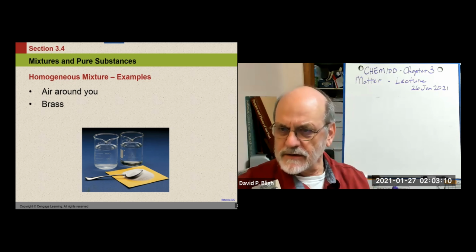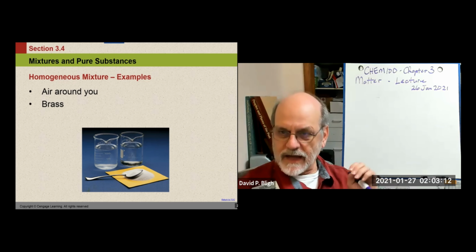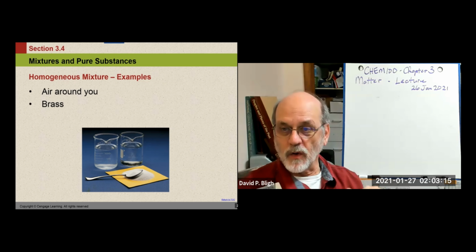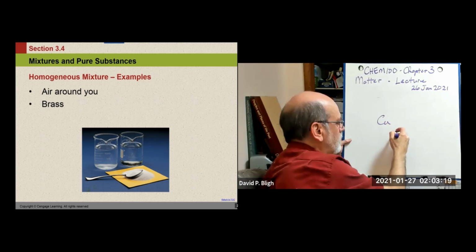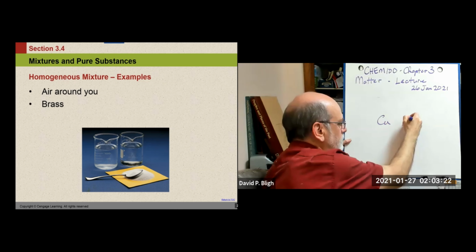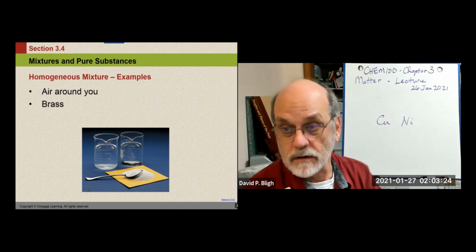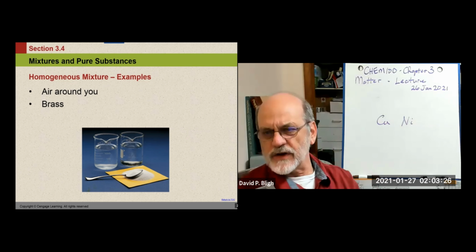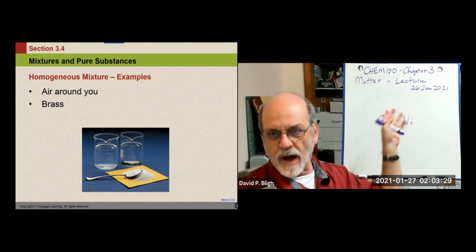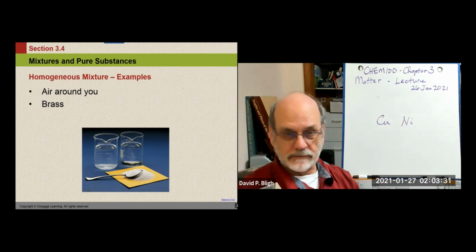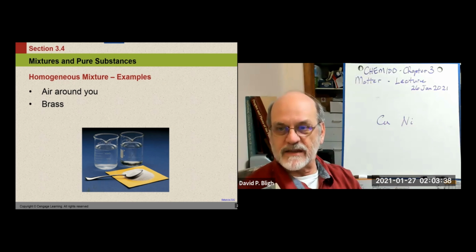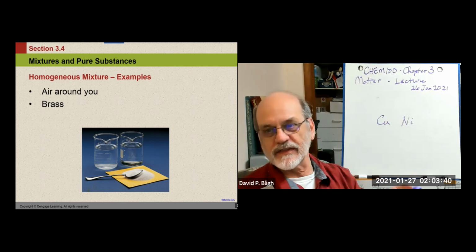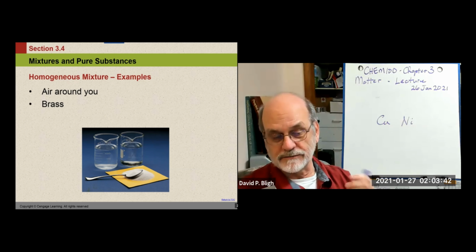Even solids like alloys of metals can be solutions. Brass is an alloy of copper and nickel. Sometimes various other additives, but predominantly copper and nickel. It's a solution. Now, you can't mix them together as solids. They just won't go. You have to heat them up, melt them, mix them, and then let them solidify, and you're still a solution.